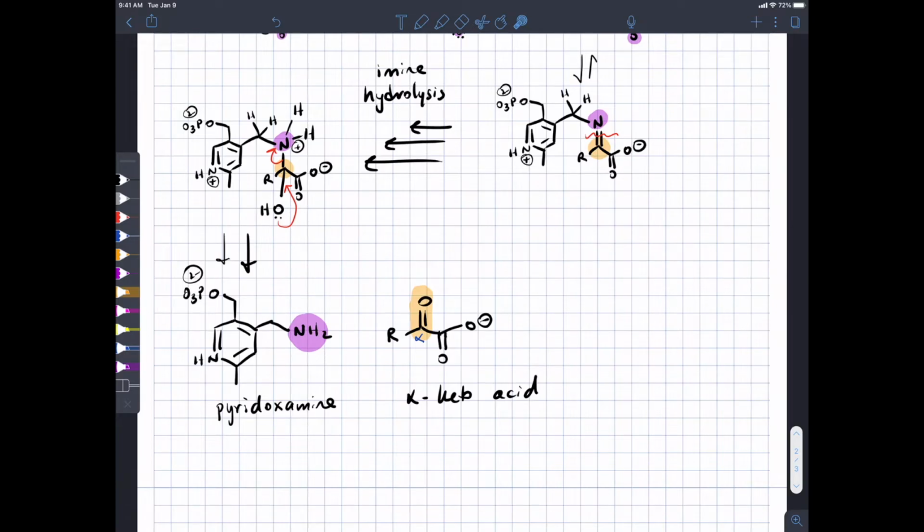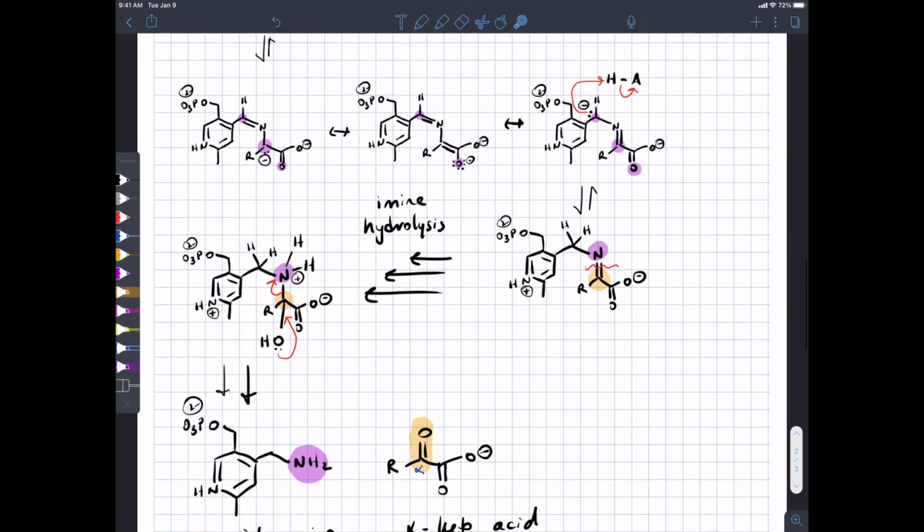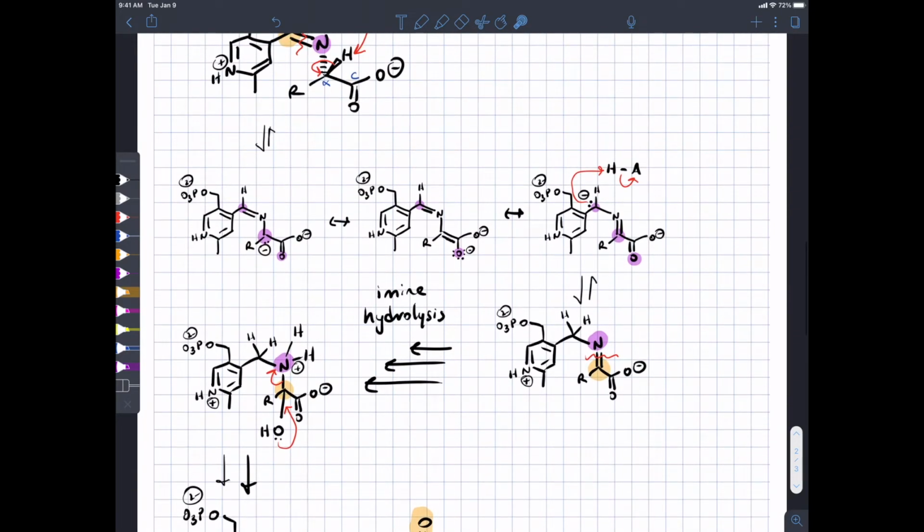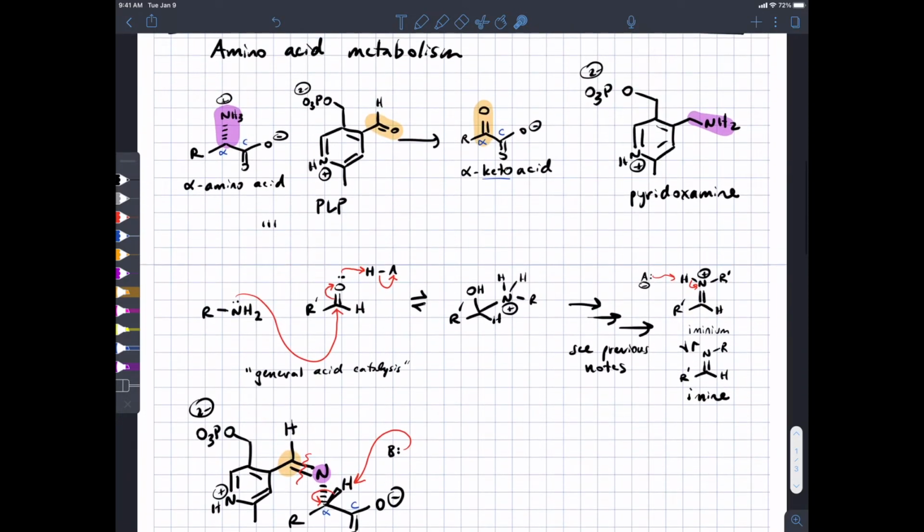Now, why does biology do this? Well, the answer is it's efficient because you don't have to do redox chemistry. You could presumably oxidize this to the imine and then hydrolyze the imine to liberate your alpha keto acid and ammonia. But have you ever taken a good whiff of ammonia?